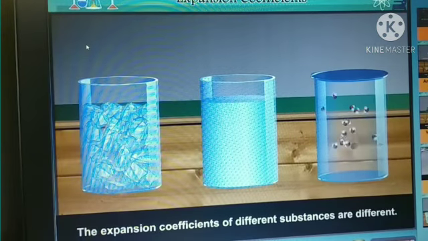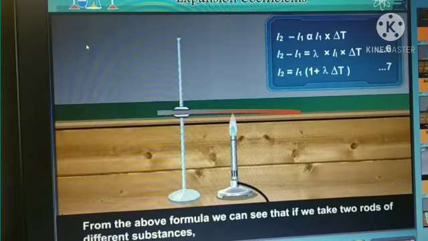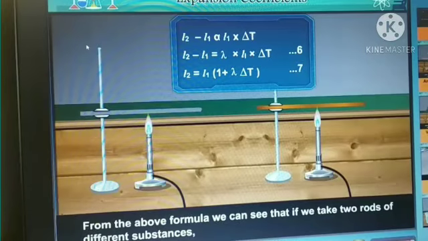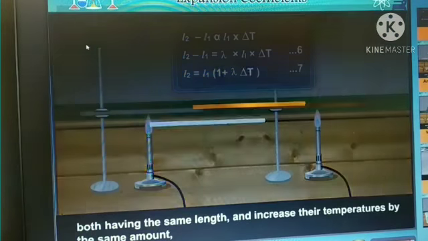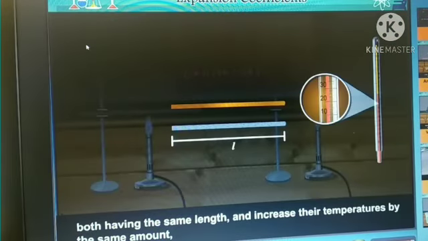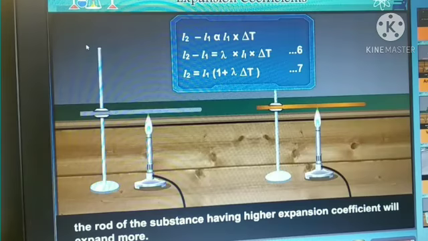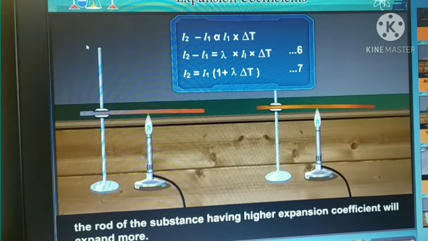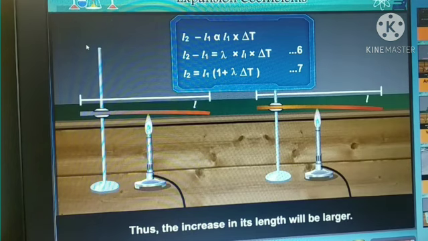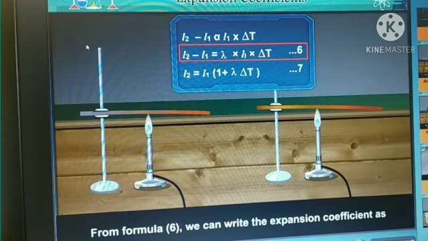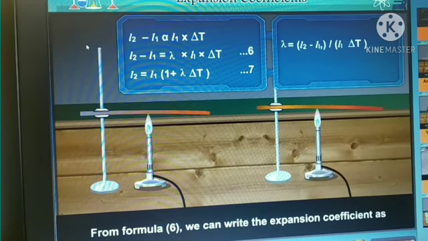The expansion coefficients of different substances are different. From the above formula, we can see that if we take two rods of different substances, both having the same length and increase their temperatures by the same amount, the rod of the substance having higher expansion coefficient will expand more, thus the increase in its length will be larger. From formula 6, we can write the expansion coefficient as lambda equal to (L2 minus L1) upon L1 delta T. This is equation 8.